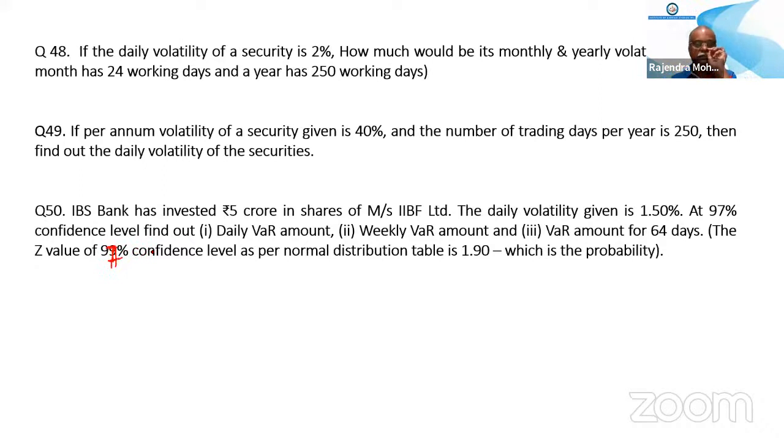Sir, above 95, it is 2 points, sir. Okay. Whatever it may be, you take 1.90 only. Forget about this. So some type mistake is there. You take the Z value as 1.90. Do it.